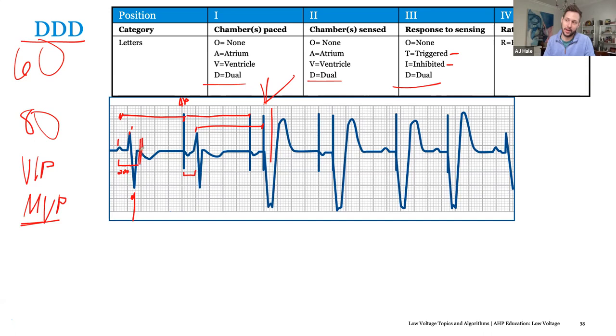There wouldn't be a T wave right here, obviously. This would be a new complex. And what that allows us to do is maintain our AV synchrony. It also allows us to regulate the heart rate based upon the metabolic needs of the patient. So this is your gold standard, and DDD is what you're typically going to see the most.